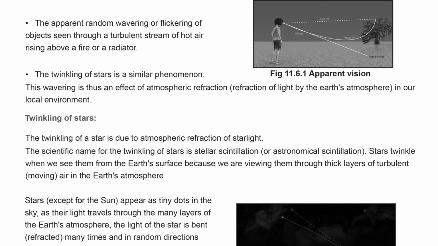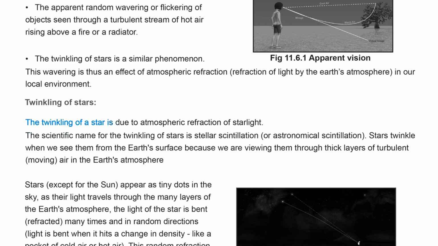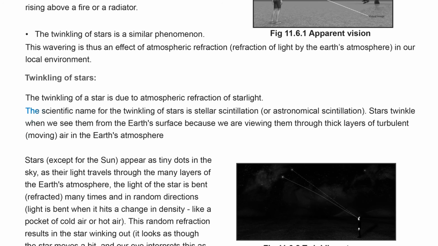Twinkling of stars. The twinkling of a star is due to atmospheric refraction of starlight. The scientific name for the twinkling of stars is stellar scintillation or astronomical scintillation. Stars twinkle when we see them from the Earth's surface because we are viewing them through thick layers of turbulent, moving air in the Earth's atmosphere.